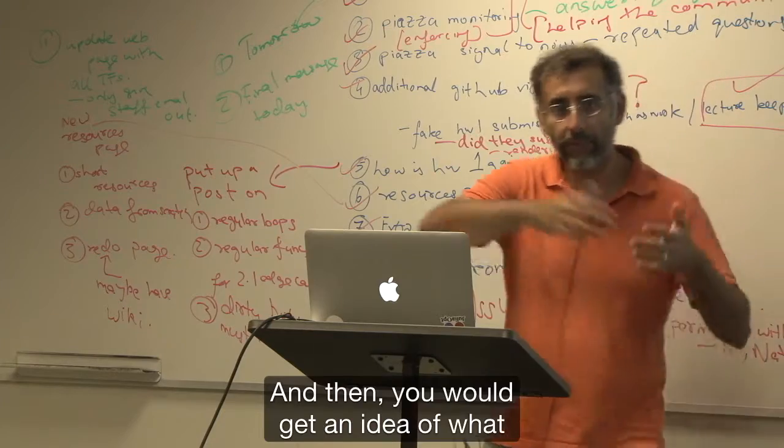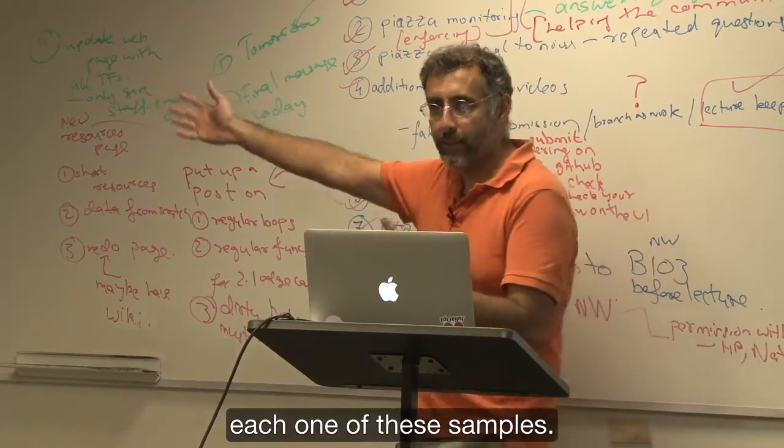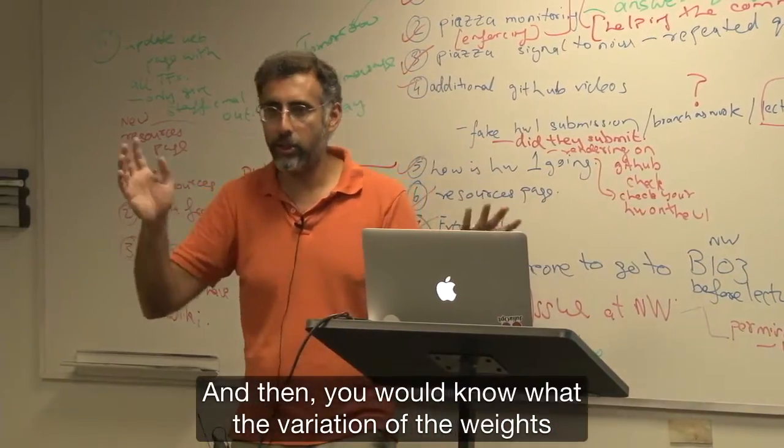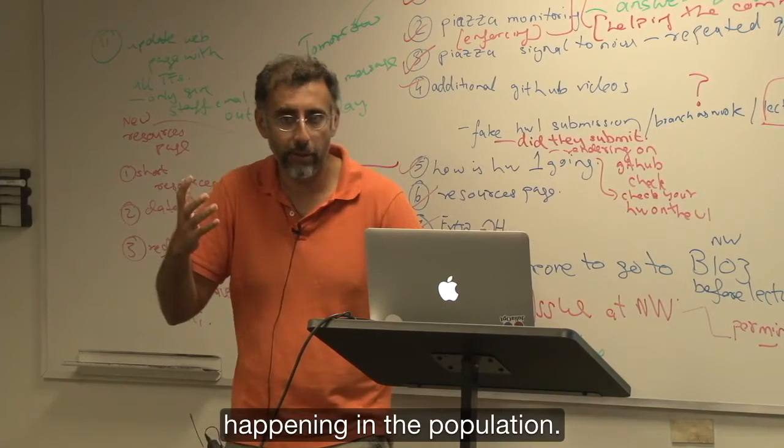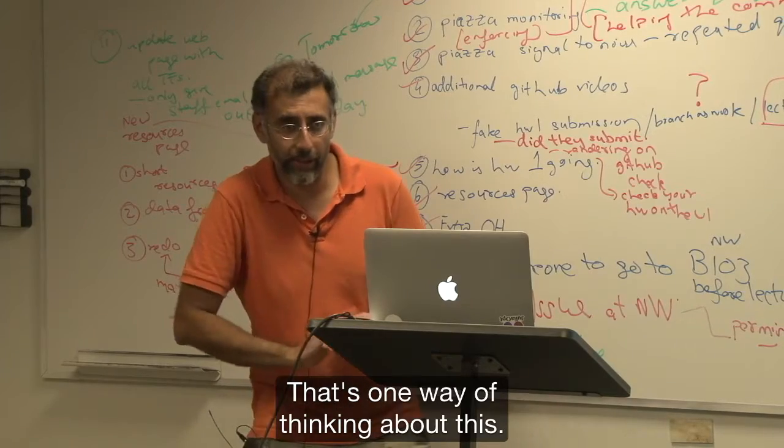Then you would get an idea of the variation by going to each one of these samples, and you would know what the variation of the weights is across all of them. You'd get some idea of what's happening in the population. That's one way of thinking about this.